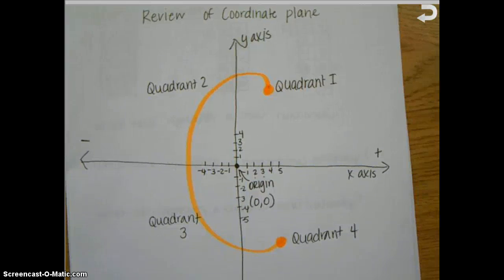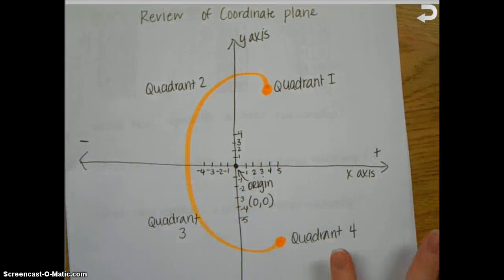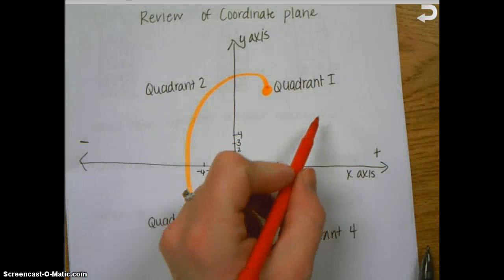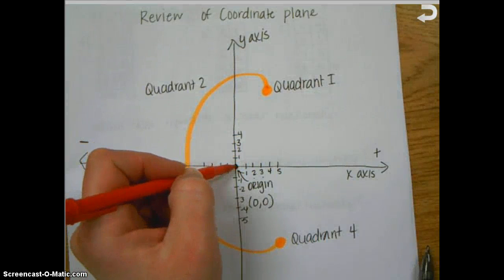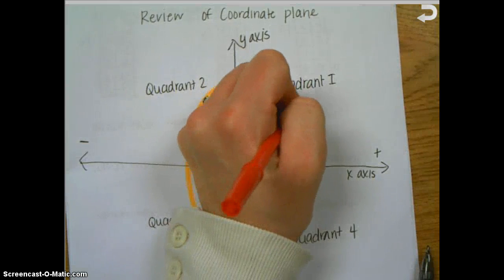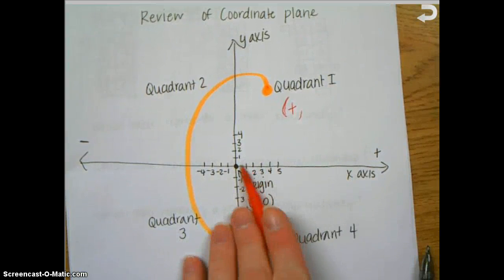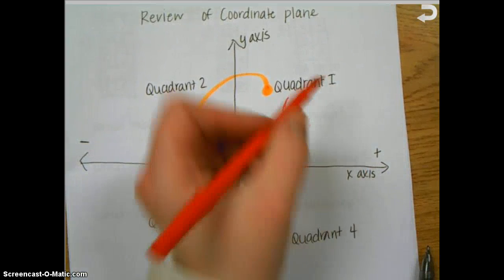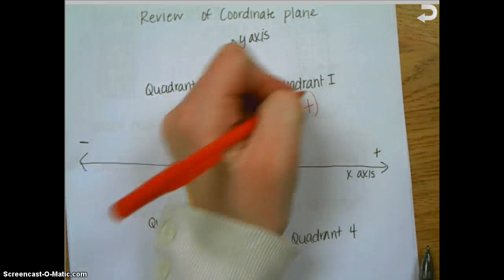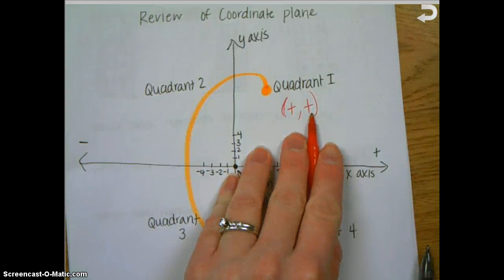The quadrants basically divide the coordinate plane into 4 parts, and it helps you determine where you're going to graph your points. For example, if I'm in quadrant 1, my x would have to be on the positive side. So my x is always going to be positive in quadrant 1, and when I go up, y is positive too. So all ordered pairs in quadrant 1 have a positive x and a positive y.